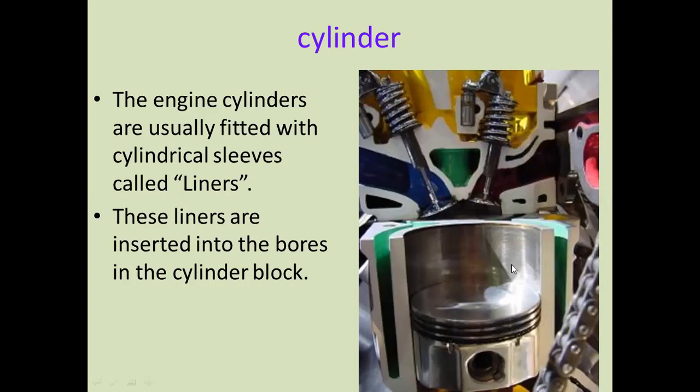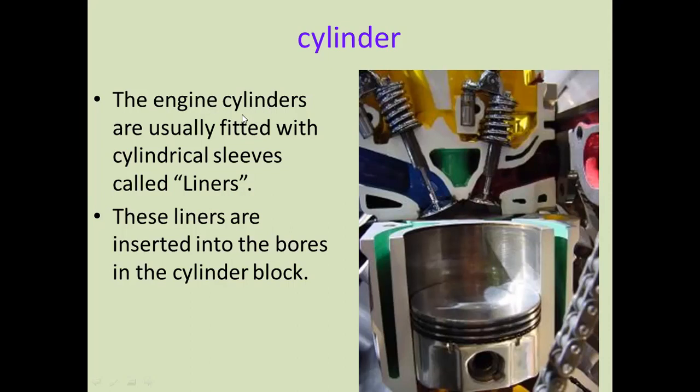In the photograph, the cylinder is present inside the engine. Here we can see this component, known as the cylinder liner. We use the cylinder liner because the piston moves with reciprocating motion. The piston has two kinds of rings: one is the oil ring, another is the compression ring. If wear and tear happens, we can remove the cylinder liner and insert a new cylinder liner. That is the purpose of using liners in the cylinder.